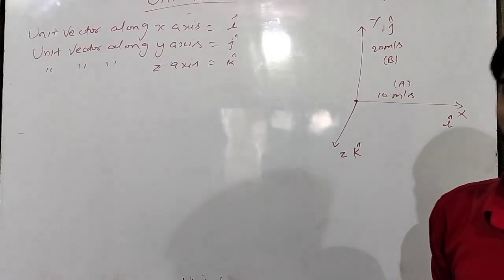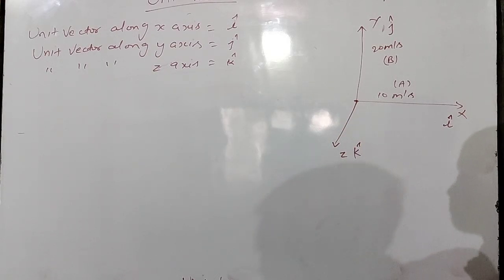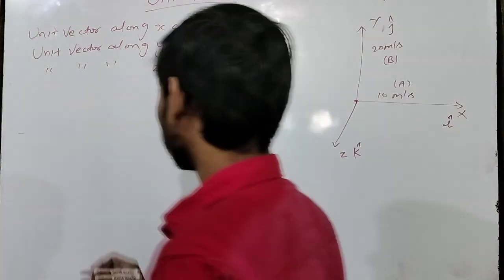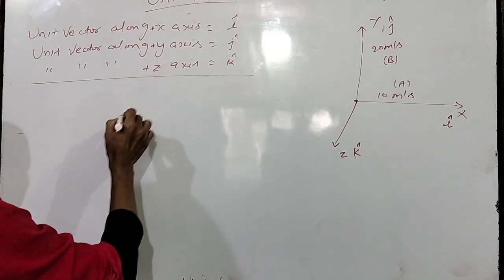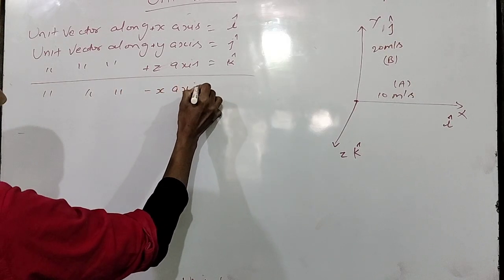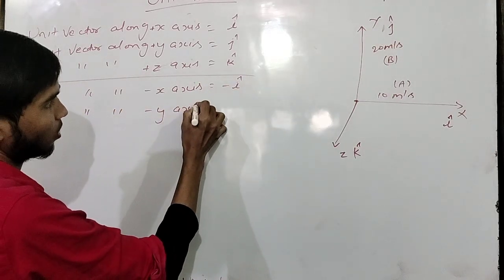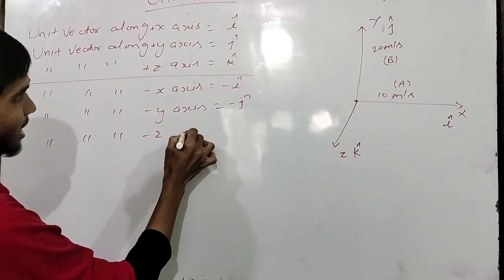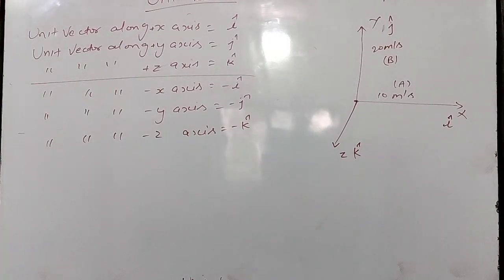But as you are familiar, we also have minus x-axis, minus y-axis, and minus z-axis. What about all these? We cannot ignore them. So these are three axes, and three more axes: this positive, this positive, this positive. Here we have the minus x-axis, which we represent as minus i cap. The minus y-axis we represent as minus j cap. Then we have the minus z-axis, which we represent as minus k cap. I hope you understood something.